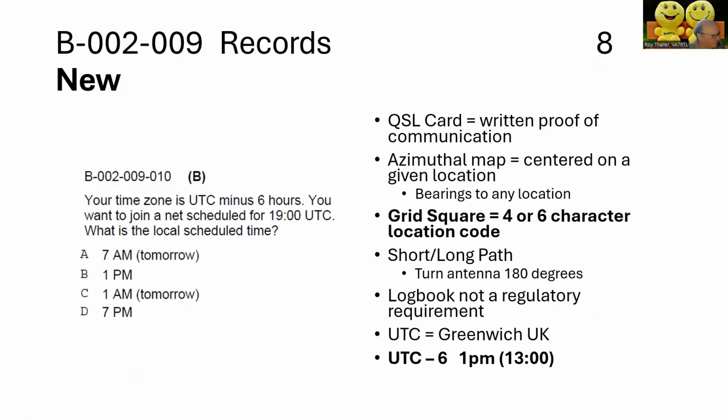Here's a new question. Your time zone is UTC minus 6 hours. You want to join a net scheduled for 1900 UTC. What is the local scheduled time? Since 1900 is UTC time and you're UTC minus 6 hours, you subtract 6 hours from 1900, and that would give you 1 o'clock or 1300 hours. So it's 1 o'clock p.m. That would be the correct answer, B.